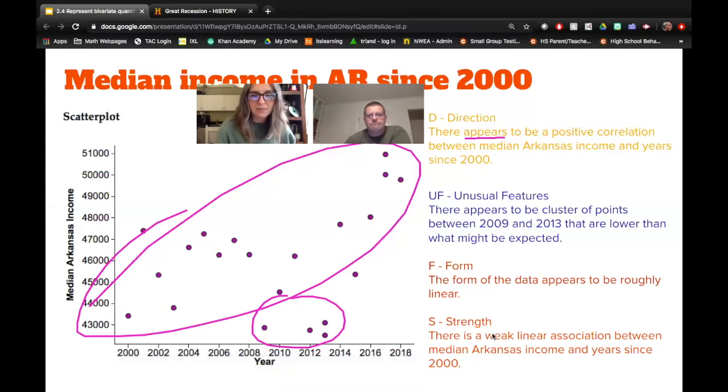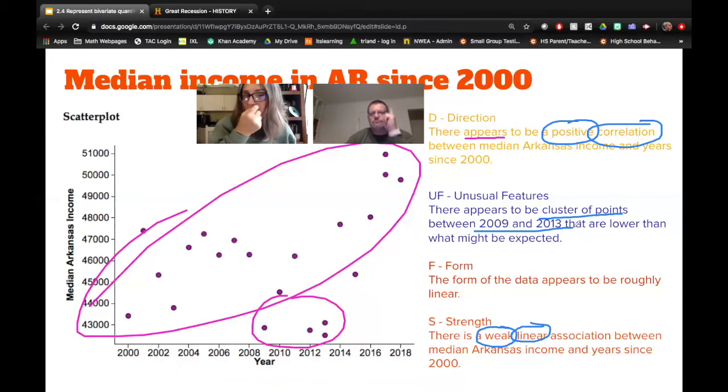in one sentence: there appears to be a weak positive linear correlation between median Arkansas income in years since 2000, with a cluster of points between 2009 to 2013 lower than we expect. In one sentence, that's fine. Okay. Really long sentence, but you got all those elements.